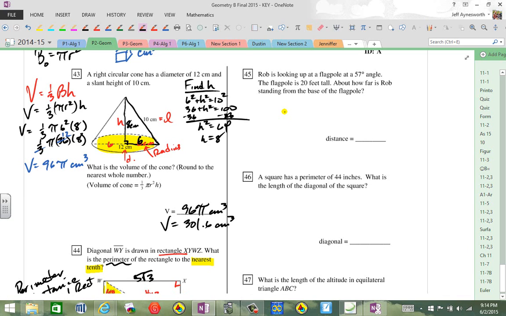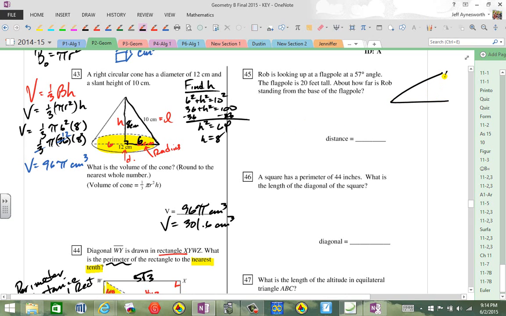But if he's on the ground, he's looking at the flagpole. Here's a flagpole. So there's a flagpole right there, and he's looking up at a 57-degree angle here, and the flagpole is 20 feet high. How far is he from the base of the flagpole? So you've got to find x right there. Well, I know that this is the opposite side, and this is the adjacent side.